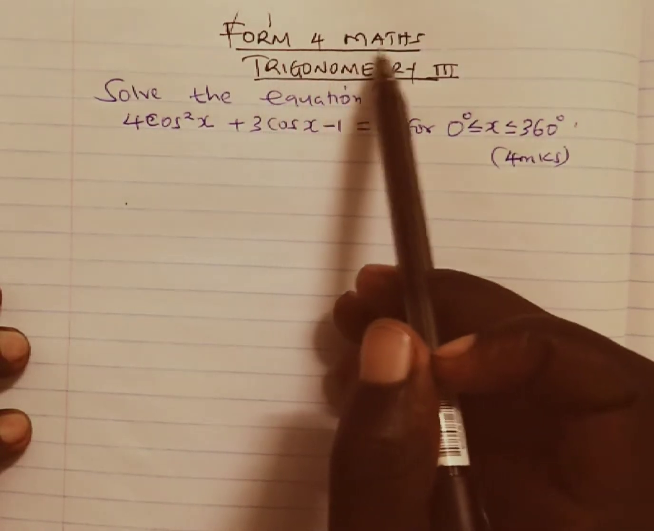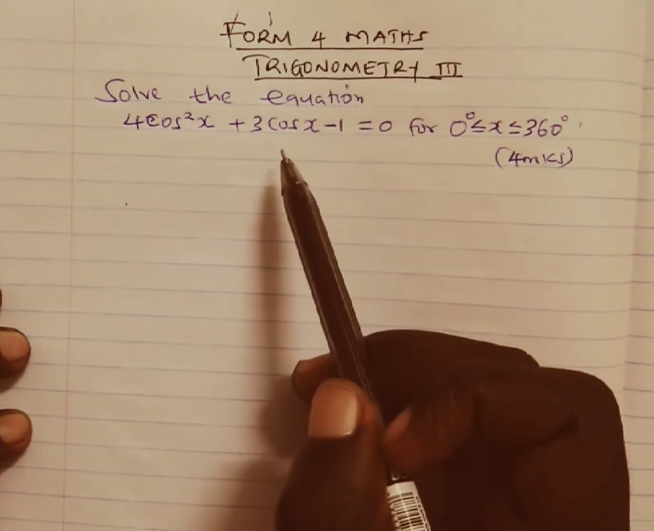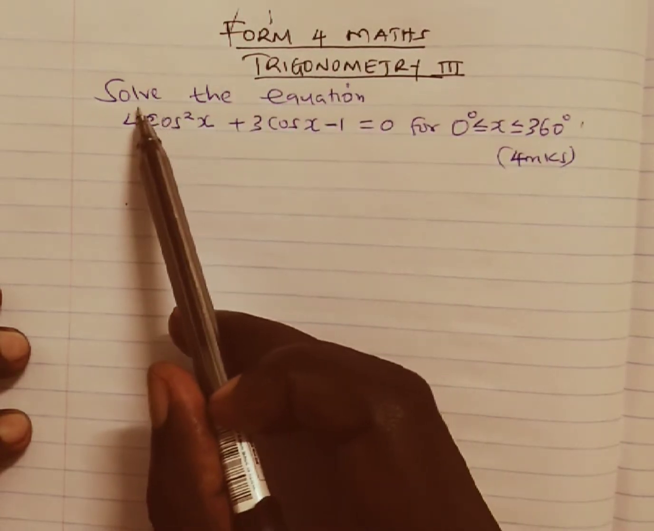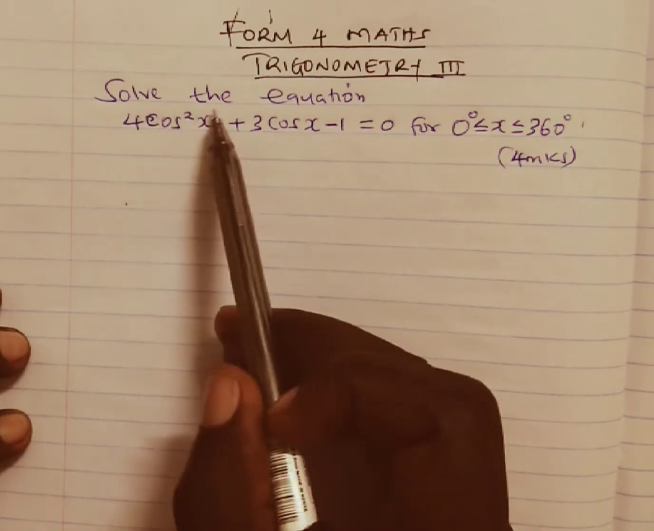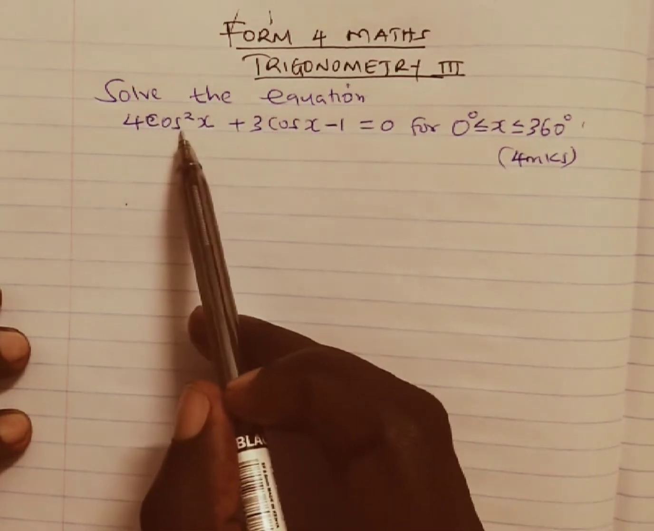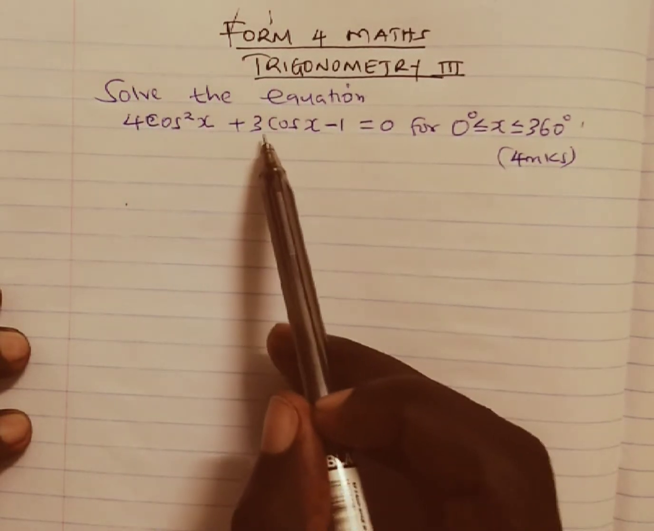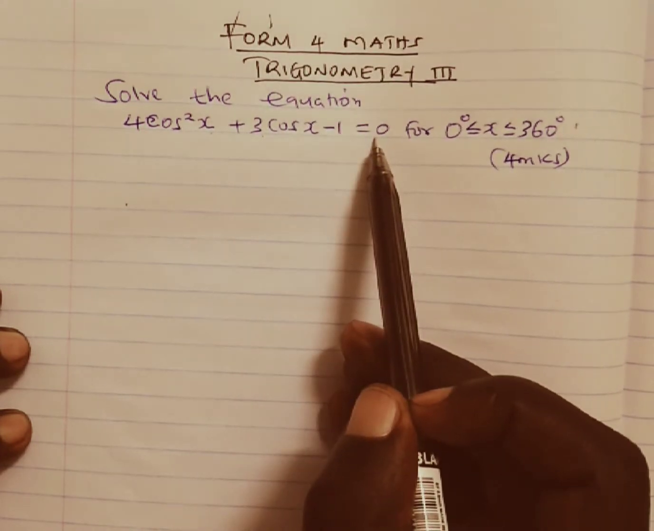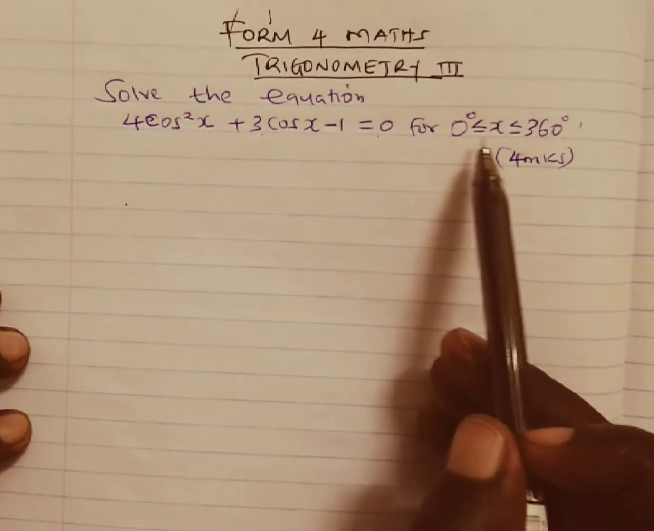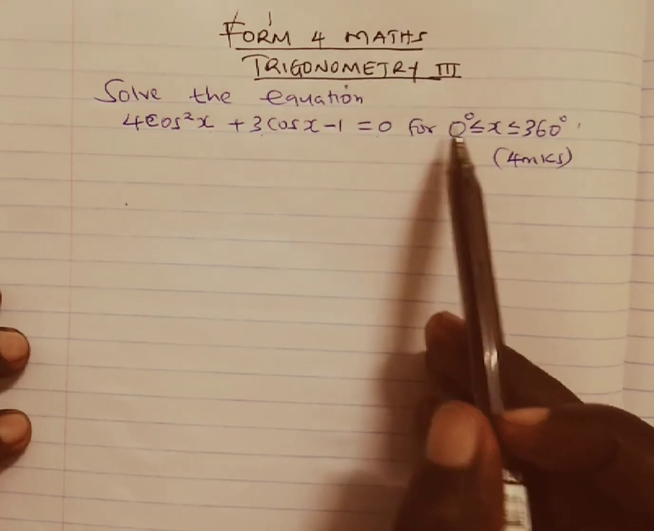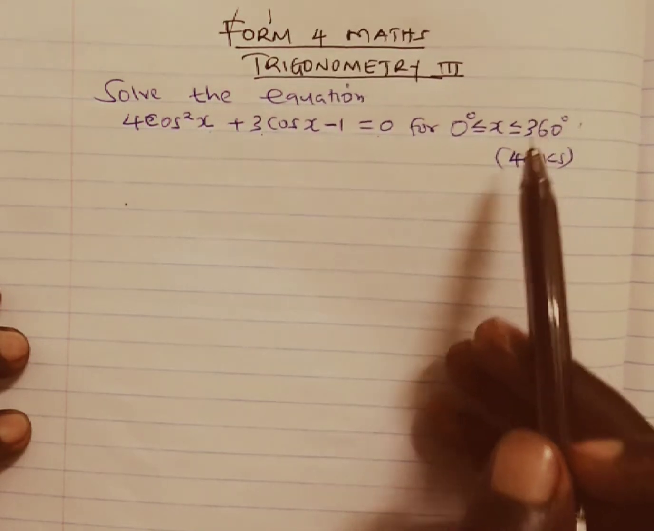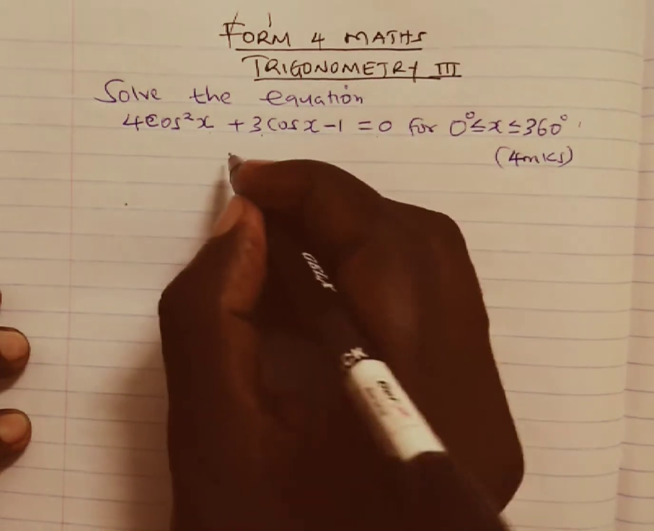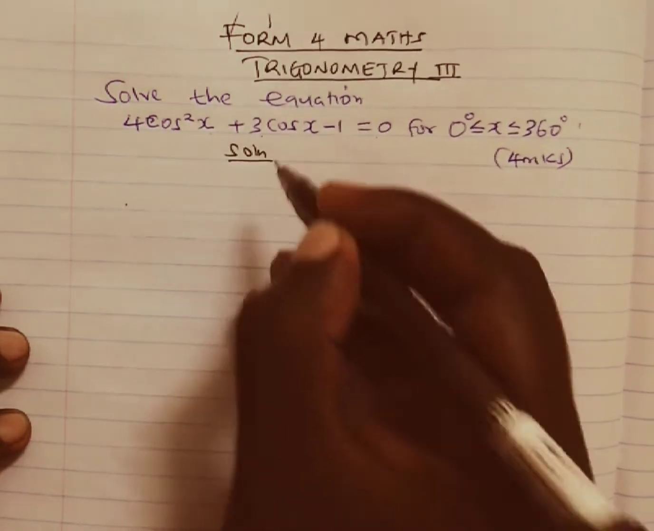We are going through Form 4 Mathematics under Trigonometry. And the question we have says, solve the equation 4 cos squared of x plus 3 cos of x minus 1 is equal to 0 for the range of values of x between 0 degrees and 360 degrees. So let us look at the solution.